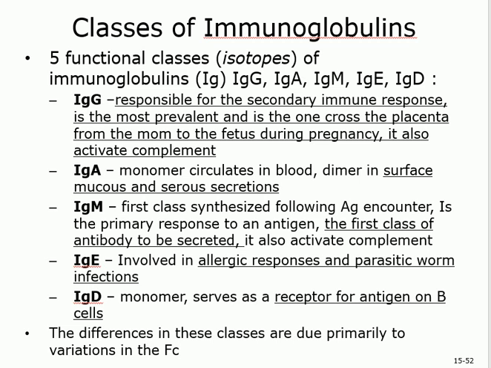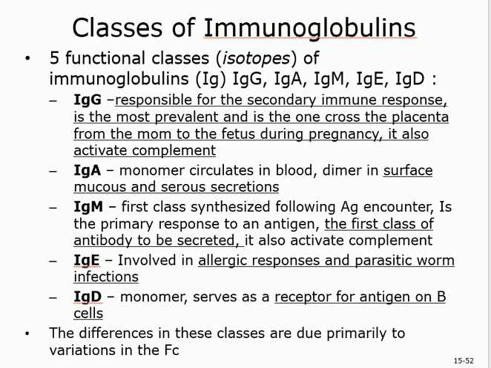Number 3, placenta. This is the one that goes from the mom to the fetus via the placenta. It also activates complement. So just remember that both of them activate complement. Both G and M activate complement. It's not something unique. Both of them activate complement. Just put it to the side. Okay? But the other ones you have to remember.